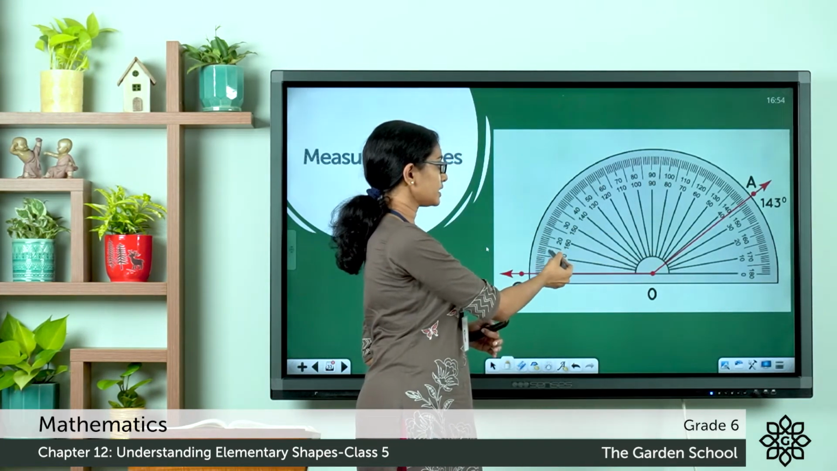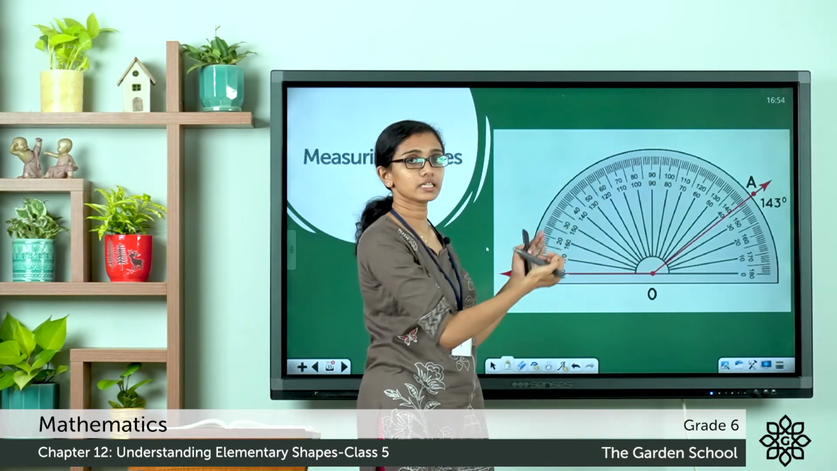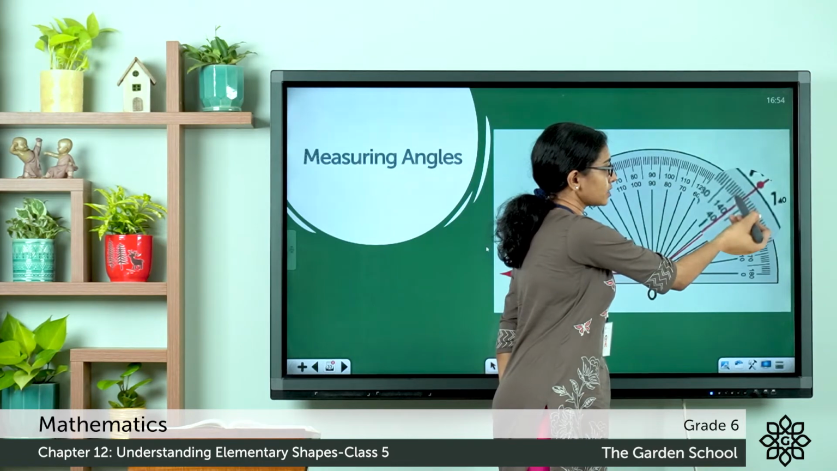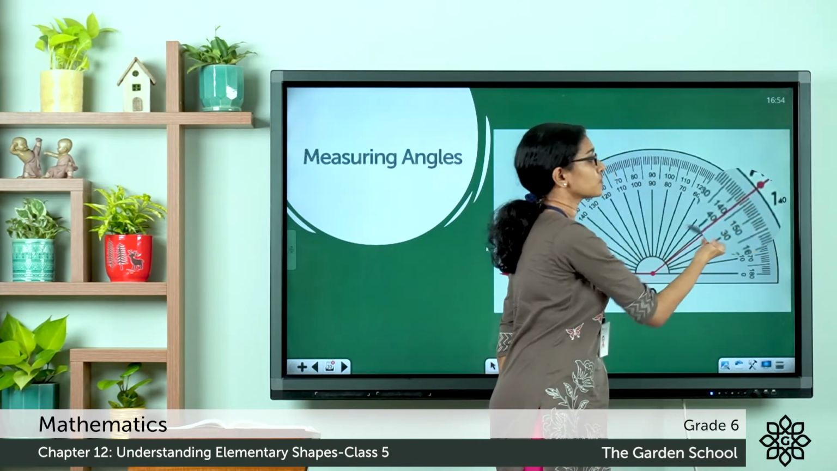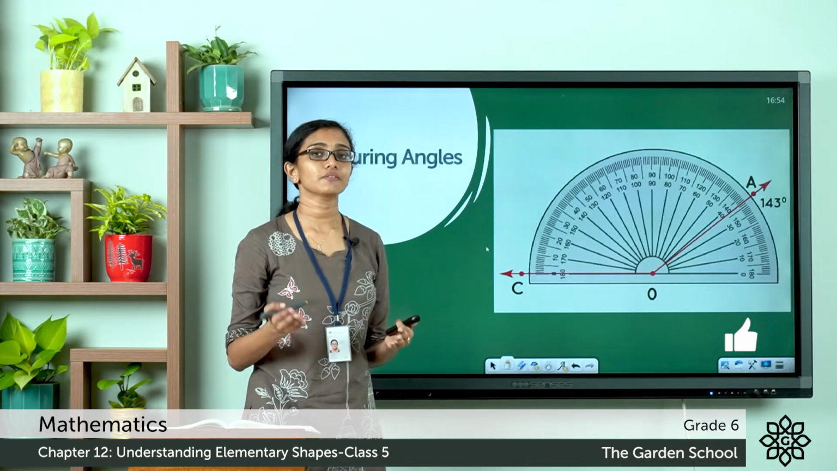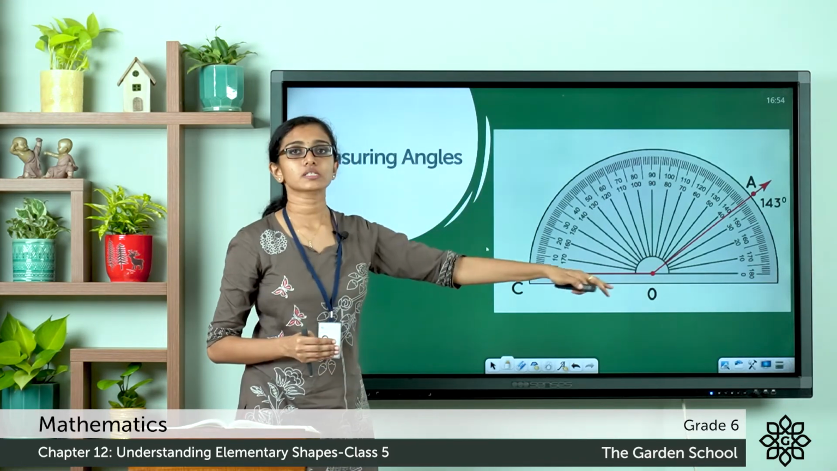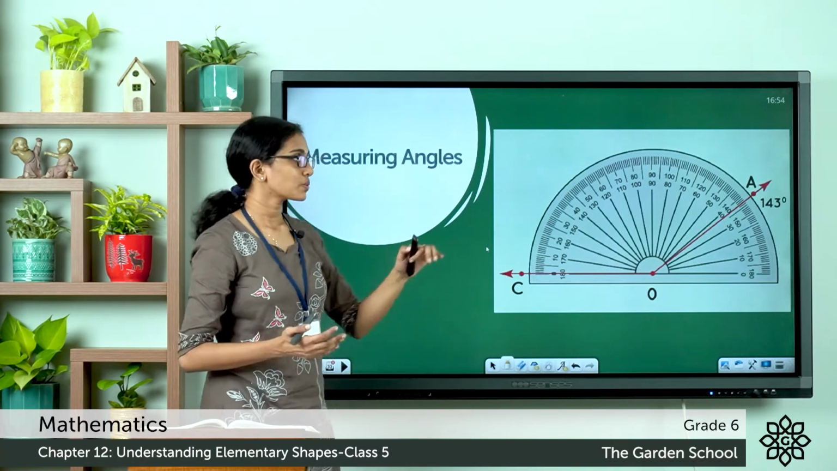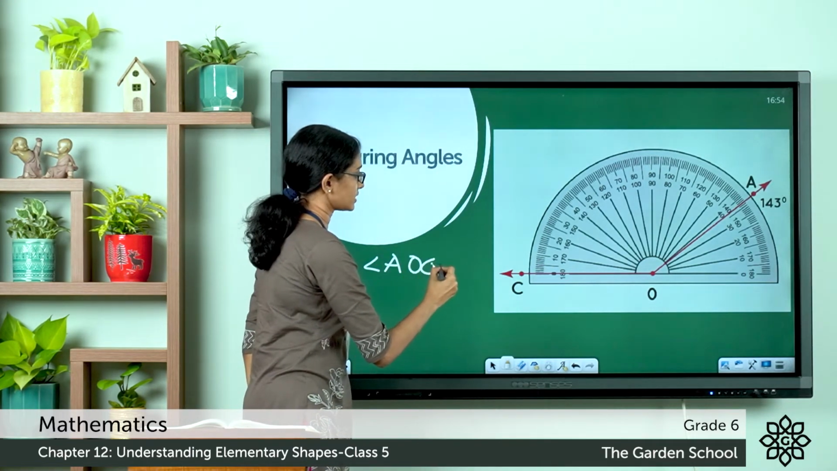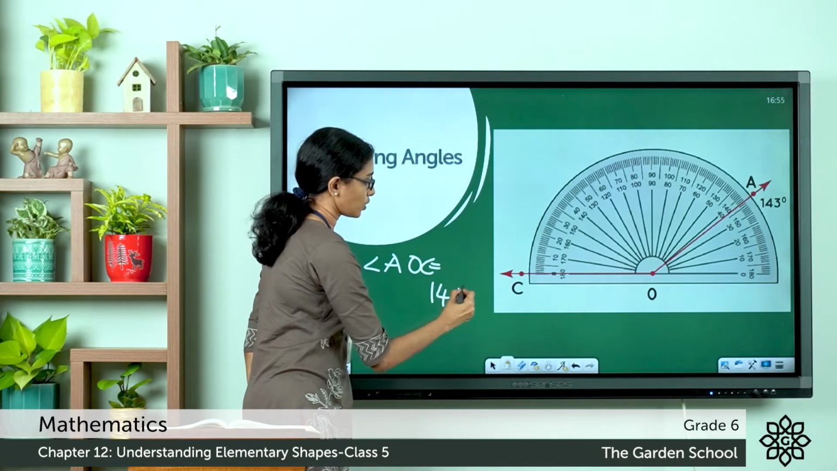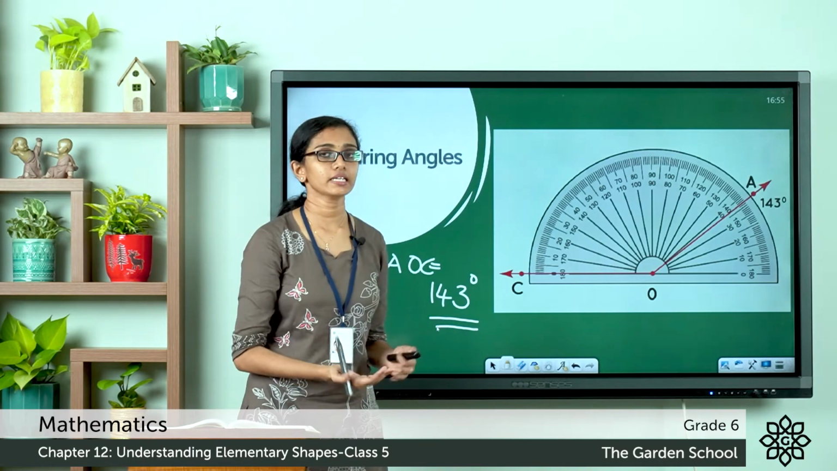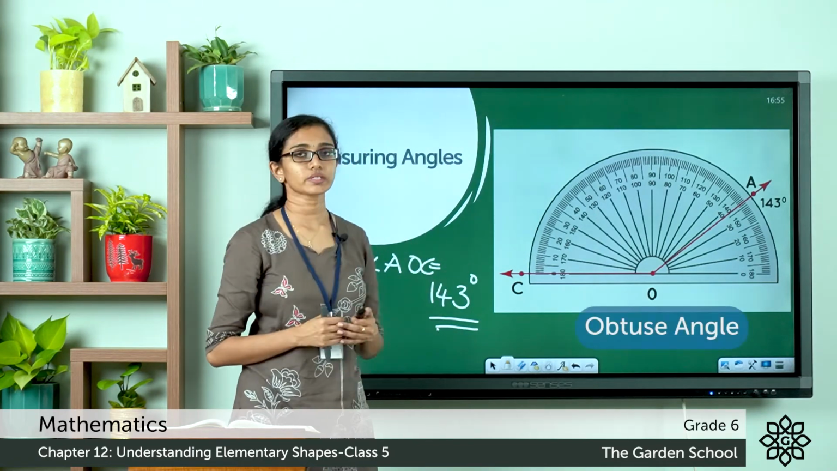See, 0 degree, 10 degree, 20 degree, 30 degree, it goes on like that. Here it is 140 degree, then 141, 142, 143. So it coincides with the point where it corresponds to 143 degree on the outer scale of the protractor. So we can write angle AOC is equal to 143 degree. So you can see it is more than 90 degree and hence this is an obtuse angle.